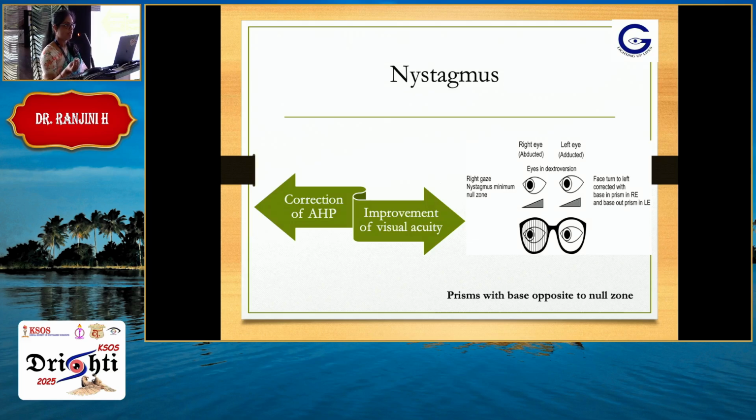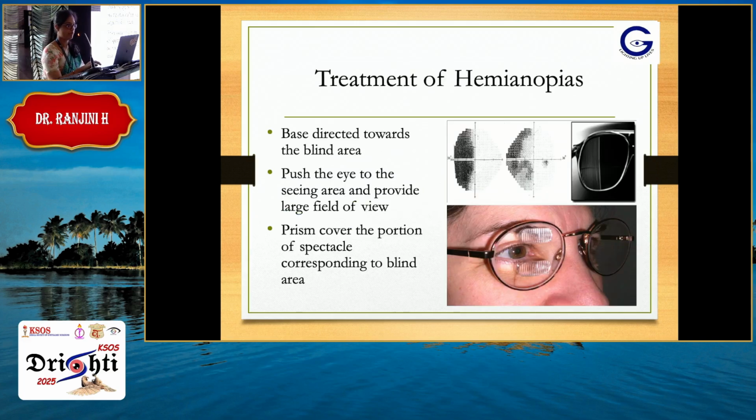And in case of correction of AHP, as I have shown in the picture, you have to give the prism with the base opposite to the null zone. So suppose a patient has a null point such that nystagmus is minimum in right gaze. So we have to give base in for the right eye and base out for the left eye, till you plan surgery for the patient.